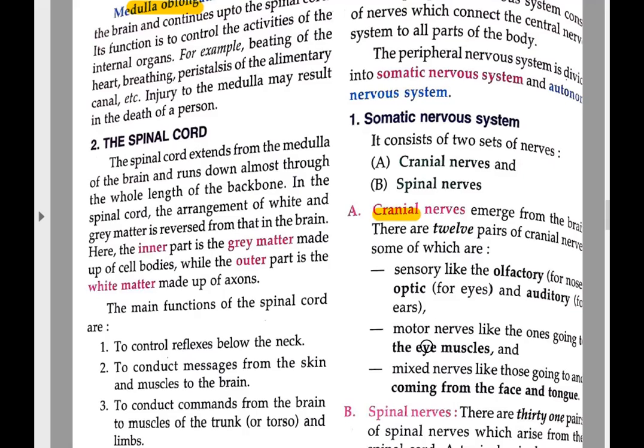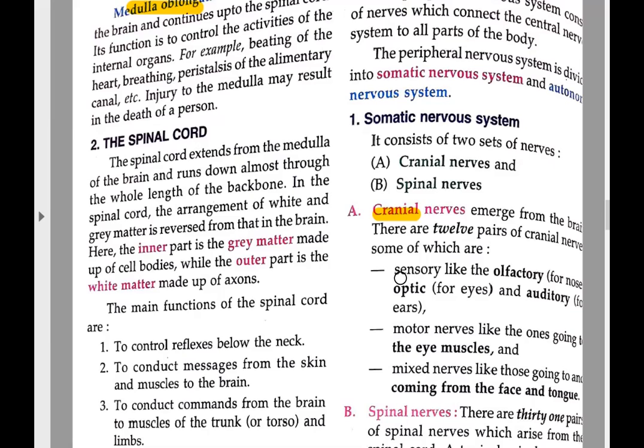Some examples given to you are the olfactory nerve, optic nerve, auditory nerve. These 12 pairs of cranial nerves have proper numbering. When you study in class 11th, you will see the second cranial nerve, fifth cranial nerve, seventh cranial nerve. So they are numbered, they have got a particular number.